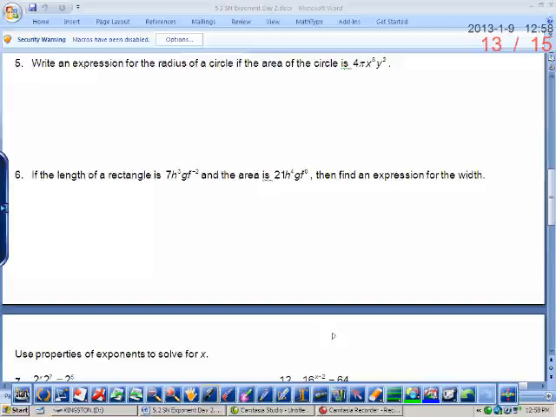Write an expression for the radius of a circle if the area of the circle is 4 pi x to the 8th y squared. So what formula are we going to need to use? Okay, so area equals pi r squared. All right, well, we know that the area is 4 pi x to the 8th y squared, and that's equal to pi r squared. What are we trying to solve for?